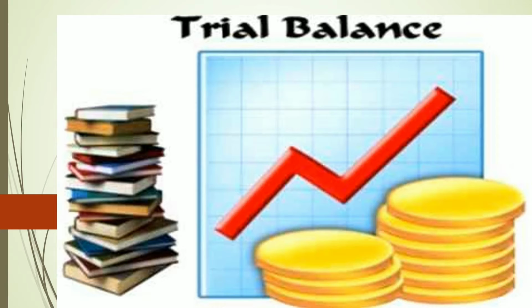It is prepared anytime during the accounting period. It's prepared to check the arithmetical accuracy of posting of entries from journal to ledger. It's not a part of the double entry system of bookkeeping, but only for checking the accuracy of posting. Tallying of trial balance is not a conclusive proof of accuracy of accounts.